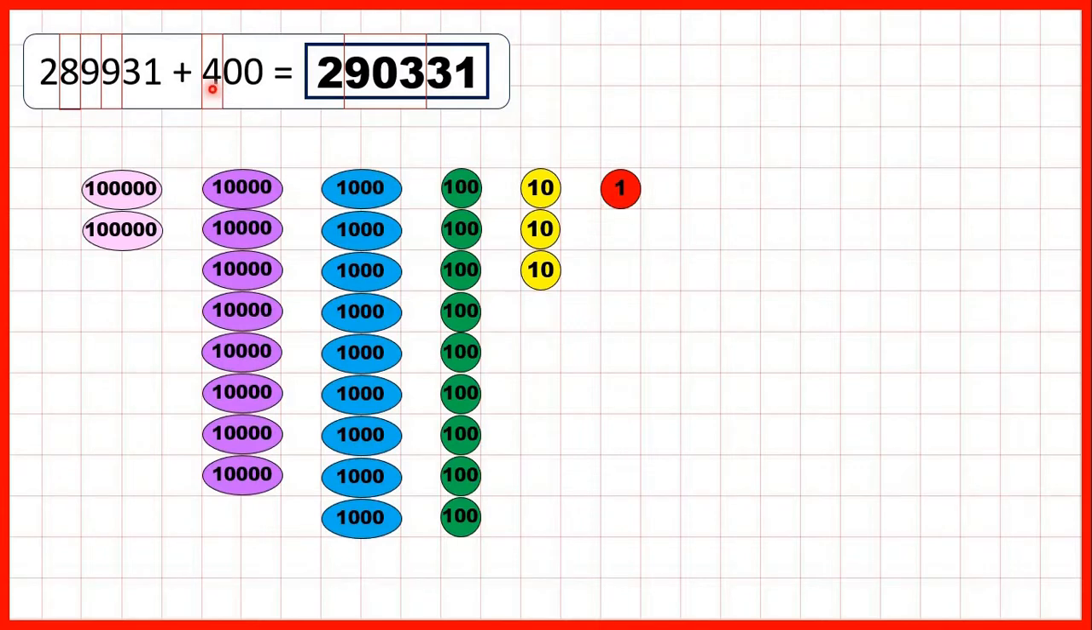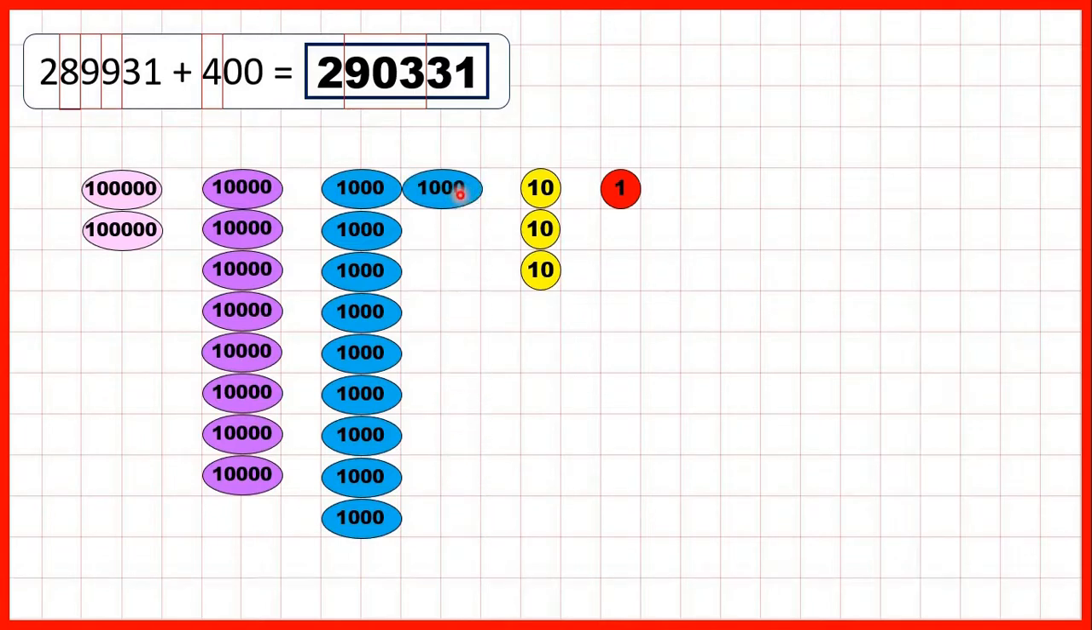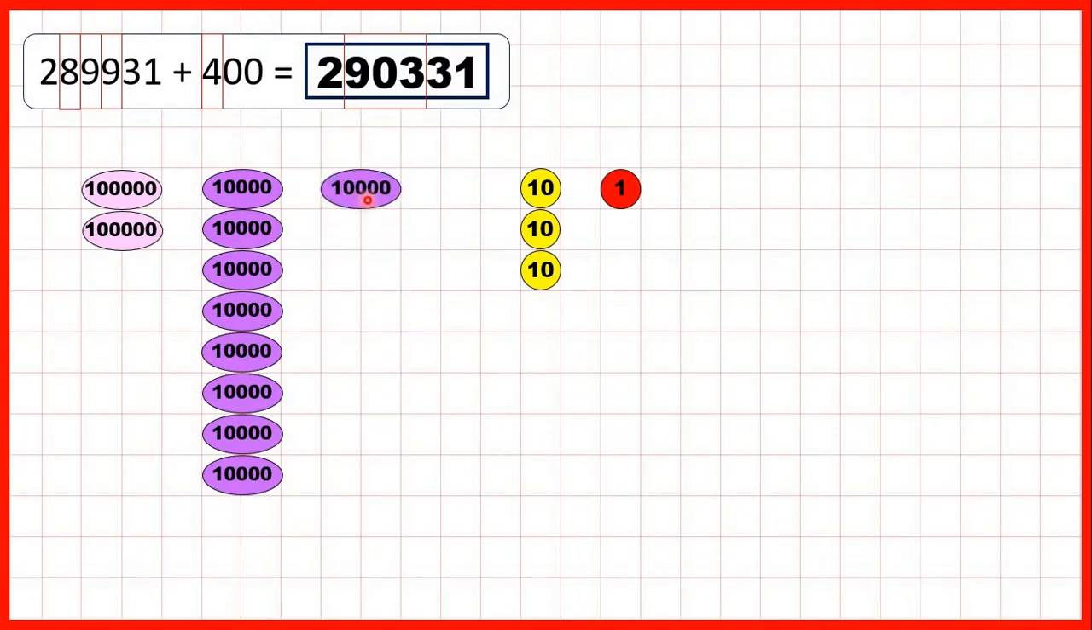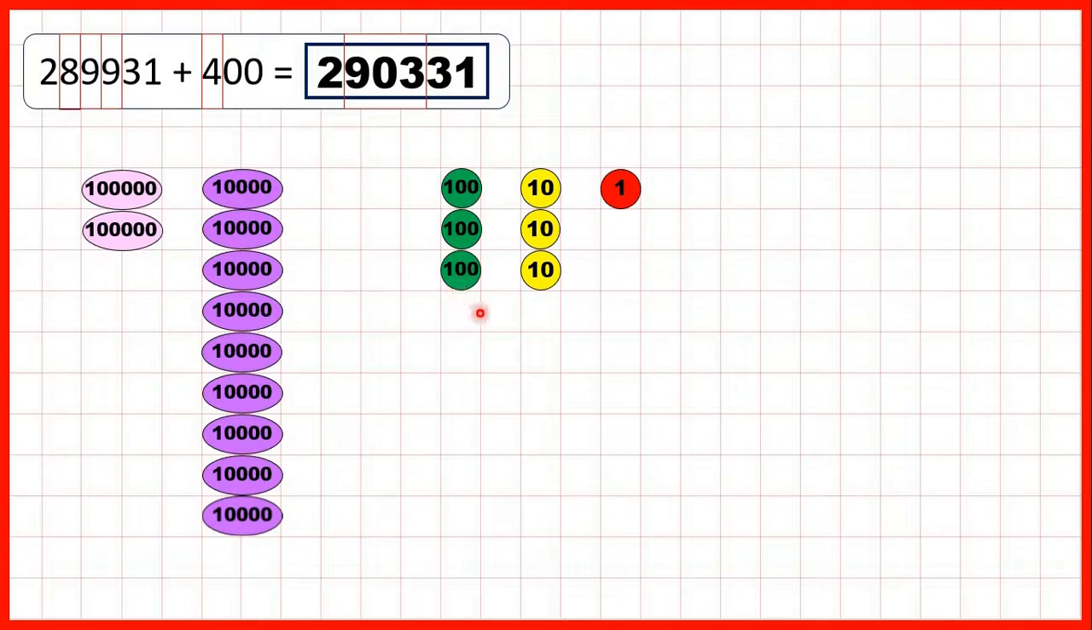We needed to add 400, but we already had 900s, so when we added 100, we could exchange that for 1,000, but then doing that gives us 10,000s, so we need to exchange those for one more 10,000, and that was just adding 100, so we need to add 200, 300, 400, and when we've done that, we get 290,331 because we have 200,000s, 9 10,000s, no thousands, 300s, 3 tens and 1 one.